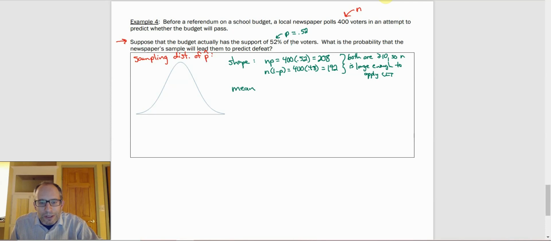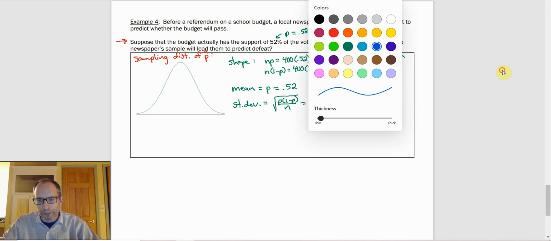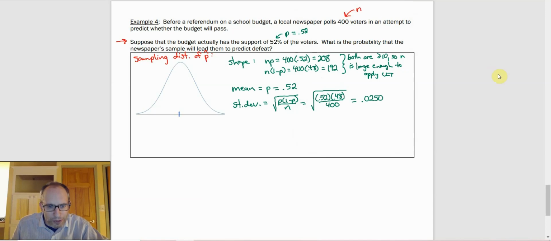The mean of the sampling distribution is just p, the population proportion, which here is 0.52. And then the standard deviation would be the square root of p times 1 minus p over n, which would be the square root of 0.52 times 0.48 over 400, which is about 0.0250 to 4 places. And then what are we trying to get? So we know the mean of the sampling distribution is 0.52.